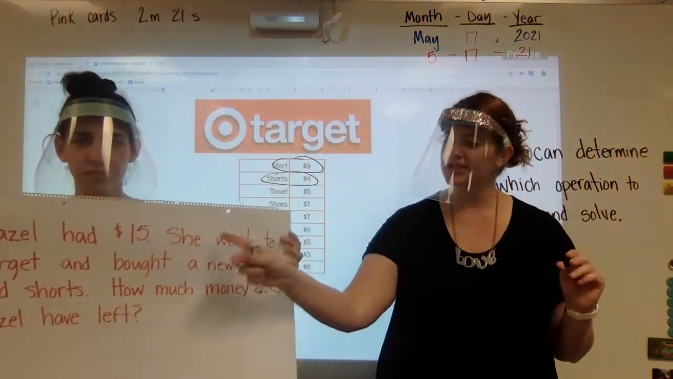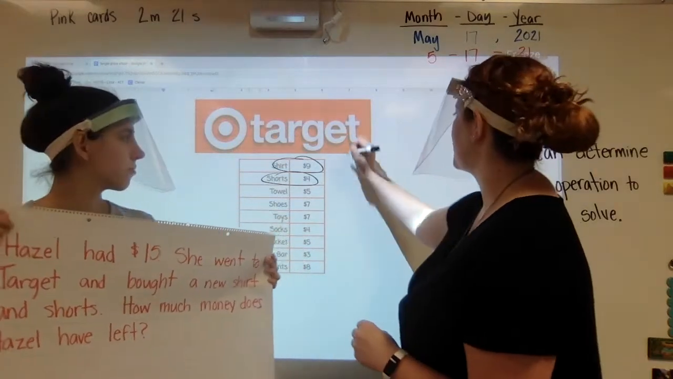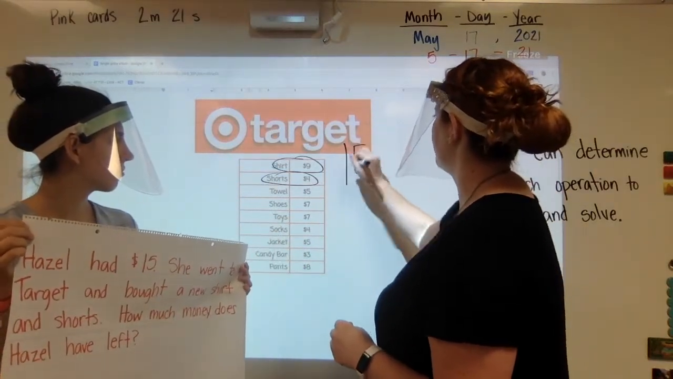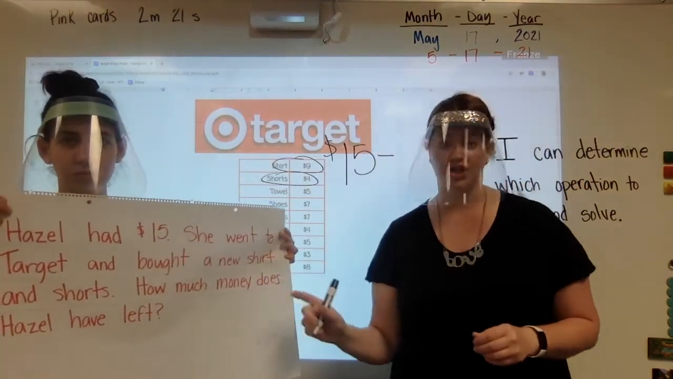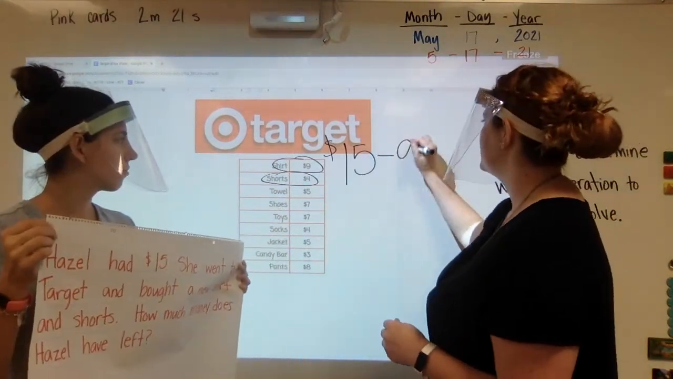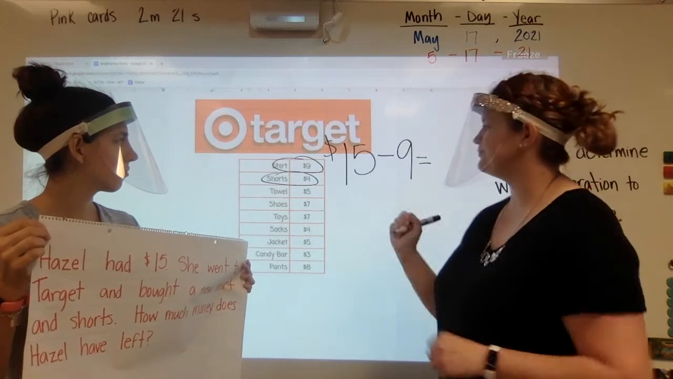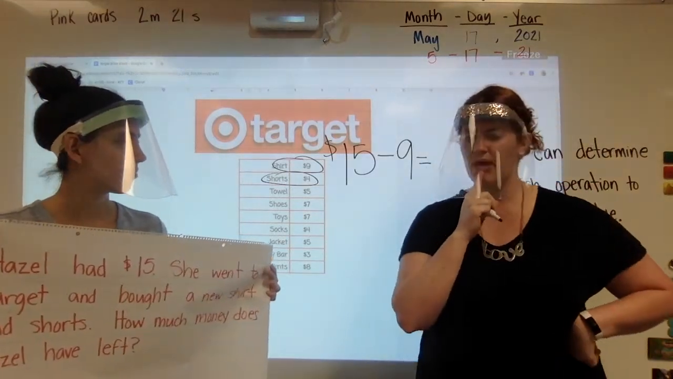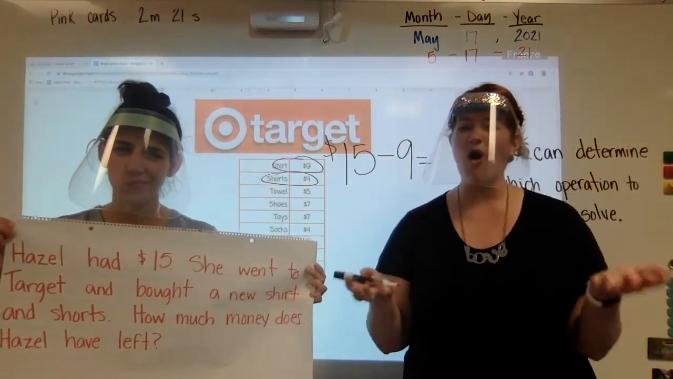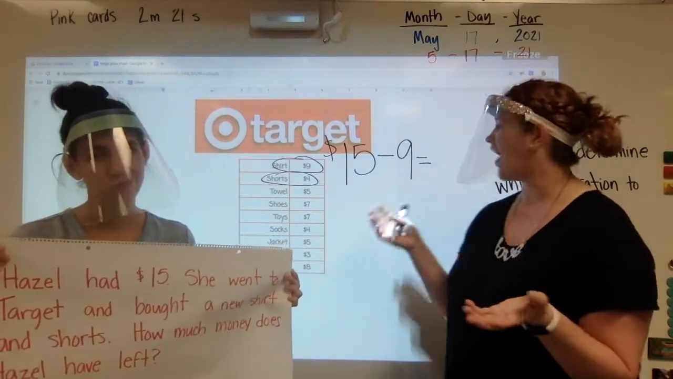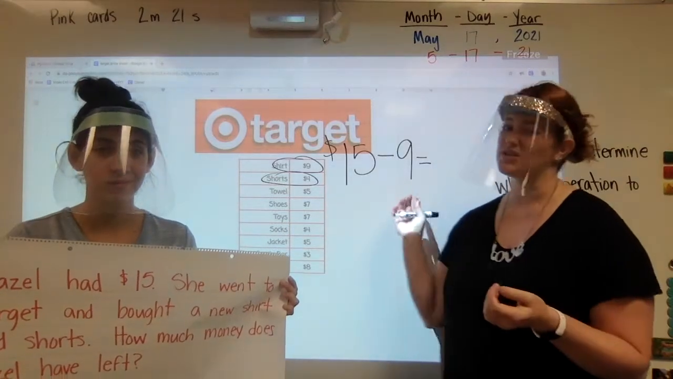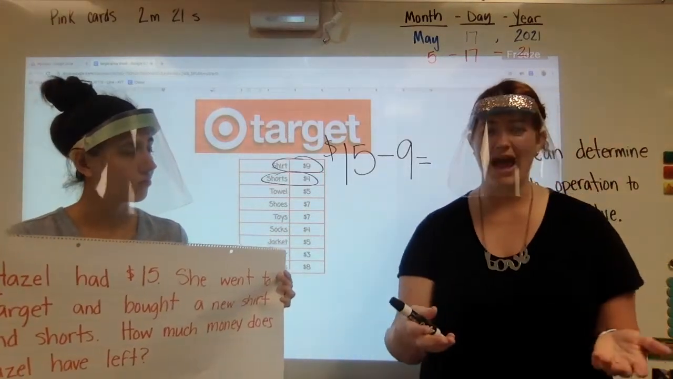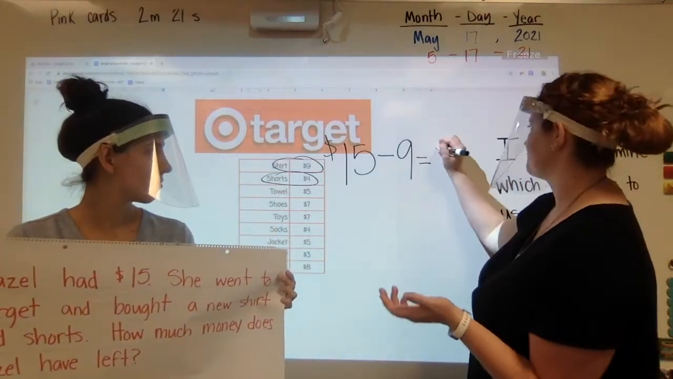Okay, so Hazel had $15, so that's what I'm going to start with. Here's her $15 minus, she bought a shirt, so I'm going to say minus 9. 15 take away 9. Well, that's almost 10. So if I had 15 minus 10, it would just be 5. But it's really 9, so I need to give 1 more back. So it would be 6.